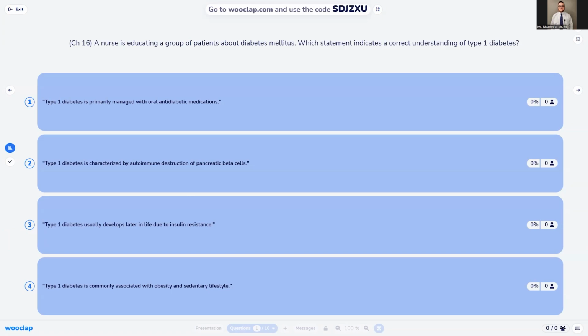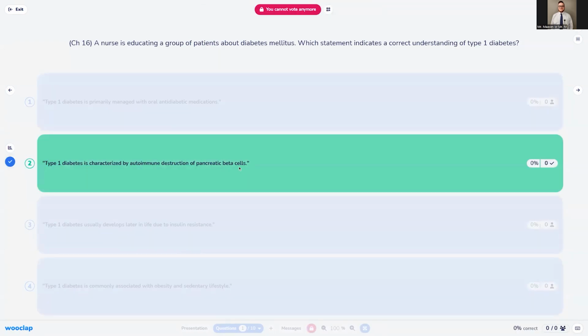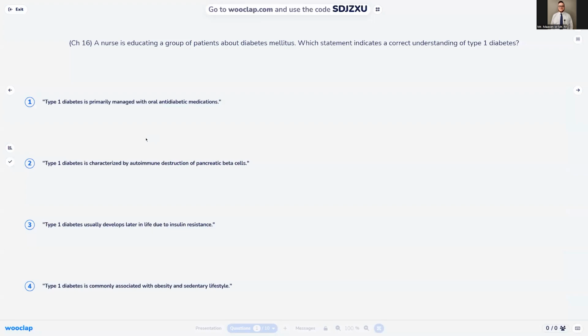So if I'm a nurse and I'm educating a patient about diabetes mellitus, what indicates that the patient has correct understanding of type 1 diabetes? All right. You picked number two. You're correct. Autoimmune destruction. The rest of these are more talking about type 2. Type 2 is management with oral anti-diabetic medications. You're not going to find that in type 1.